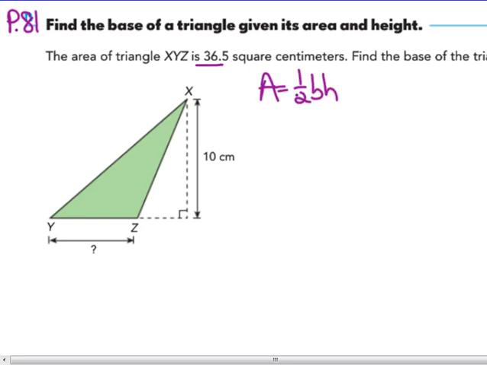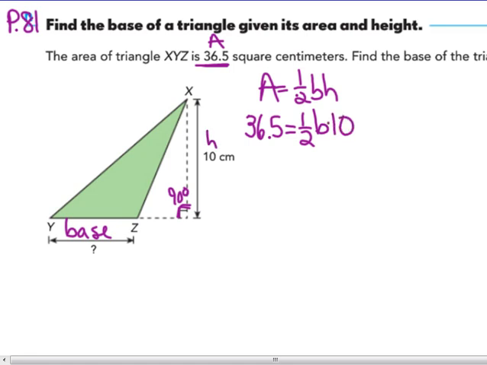I know my area. This is my big capital A. So I'm going to plug that in on the left side here of my equation. I know 1/2 because that's in the formula. My base, I don't know what the base is, so I'm just going to call it B. And my height, because there's my 90 degrees, that's my perpendicular. Here's my box here. So this is my height of 10. So what is 1/2 times B times 10?